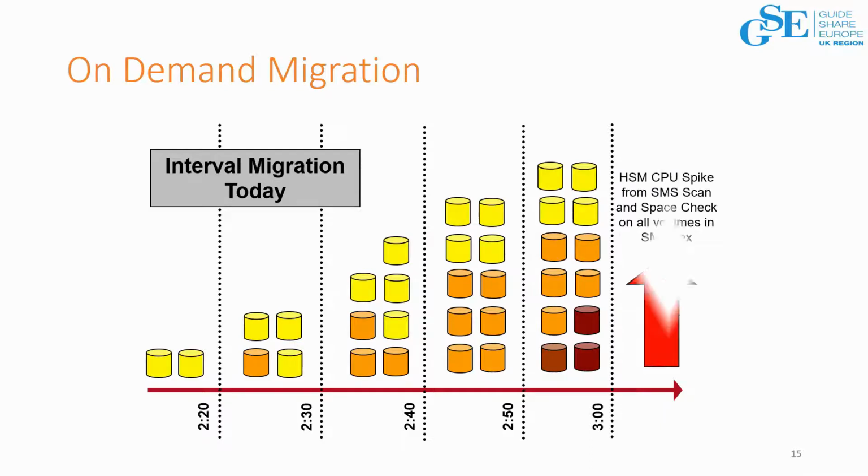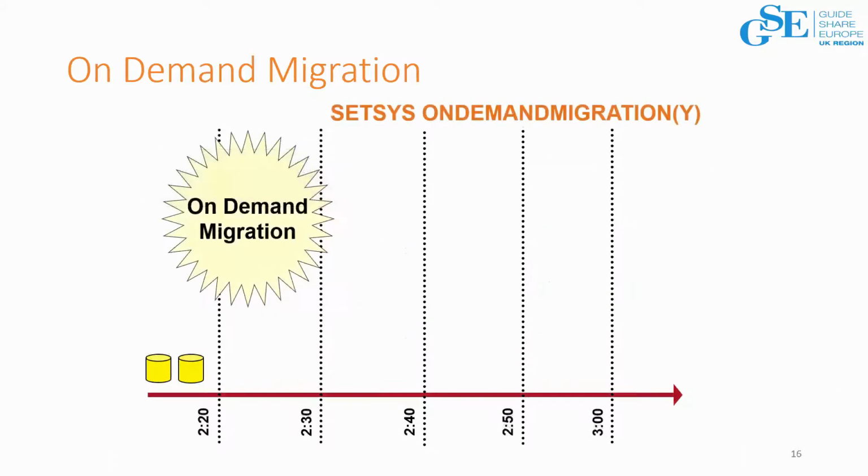So then at the top of the hour, HSM initiates an SMS scan and a space check on all of the volumes in the SMS plex so that it can free space on the volumes, and this hourly spike can be eliminated using on-demand migration. So here we can see when on-demand migration is enabled, as soon as the volume reaches its high threshold, HSM is going to immediately process that volume. So the volumes always have the sufficient free space that they need, and then this hourly spike is eliminated.